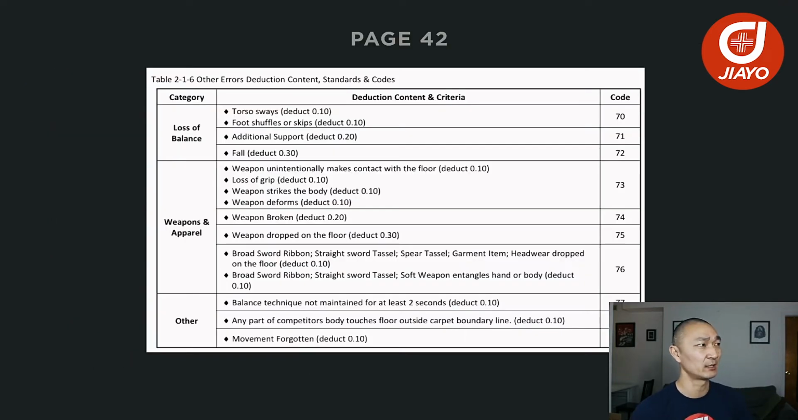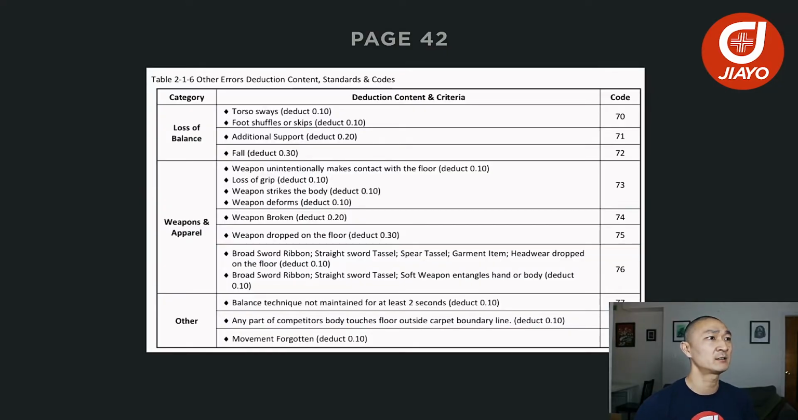So for example, here's the table for other errors. We have loss of balance, weapons and apparel, as well as other deductions. So, for example, a code 70 is for a loss of balance, and this is just if the competitor's upper body sways, or if the base foot or base feet shuffle or skip. In either one of those cases, a code 70 would be applied, and the deduction is for 0.1 points.